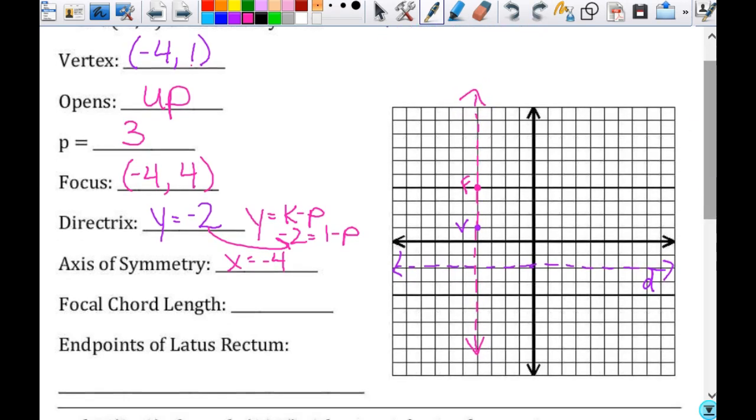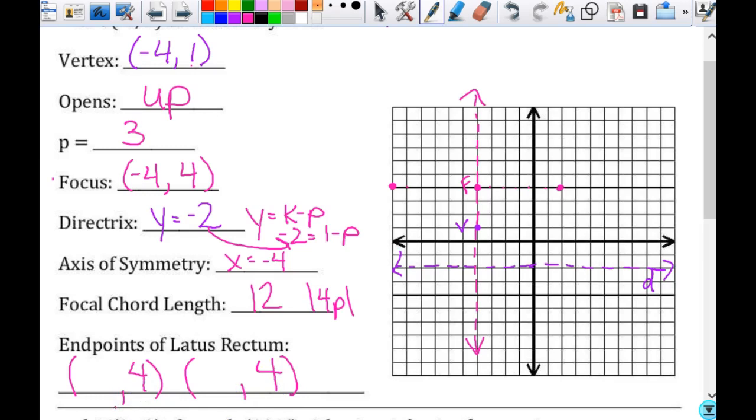Focal chord length is what? Absolute value of 4p, so that means it is 12. So from my focus, not from my vertex, from my focus, I can go 1, 2, 3, 4, 5, 6. 1, 2, 3, 4, 5, 6. There are the endpoints. So the x values are what are changing here, not the y values. So my 2 points have the same y value as the focus, not as the vertex. So the value is 4 on both of them.